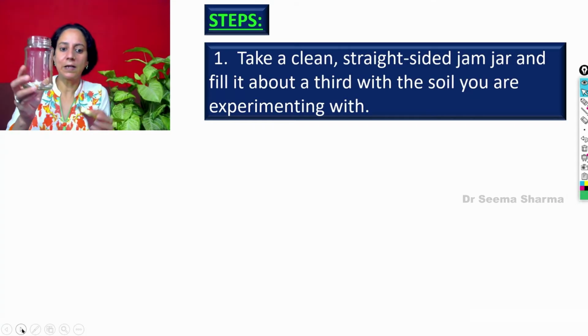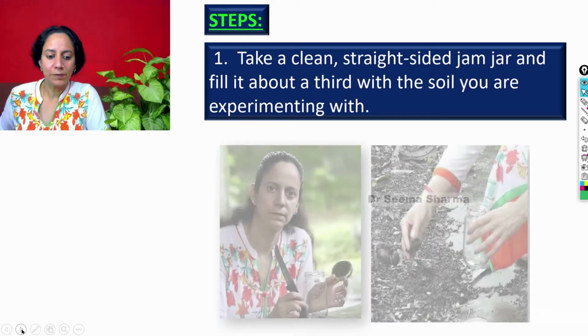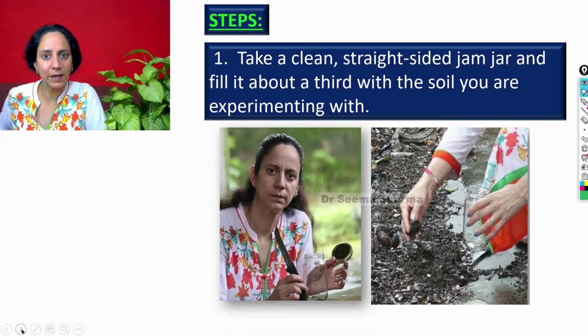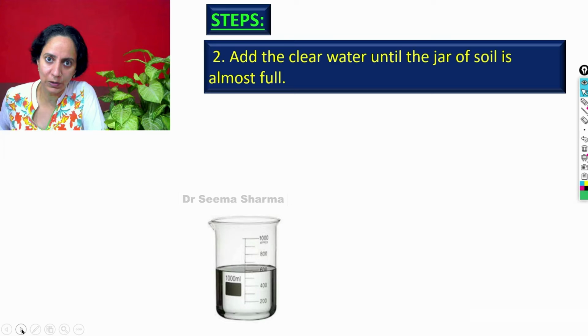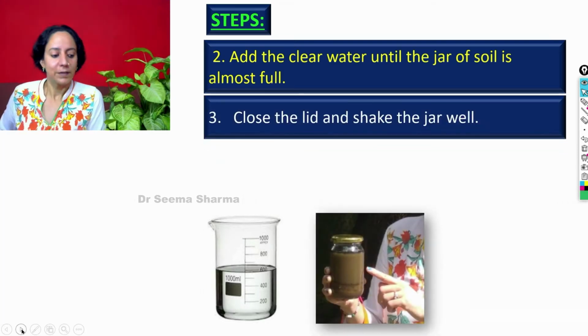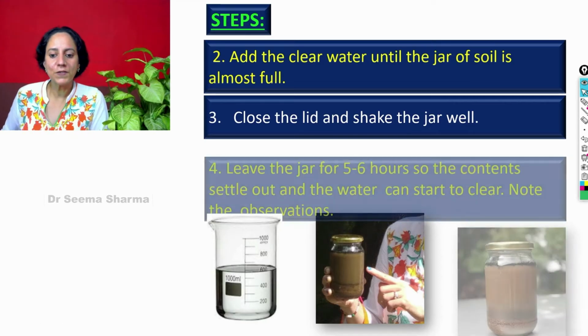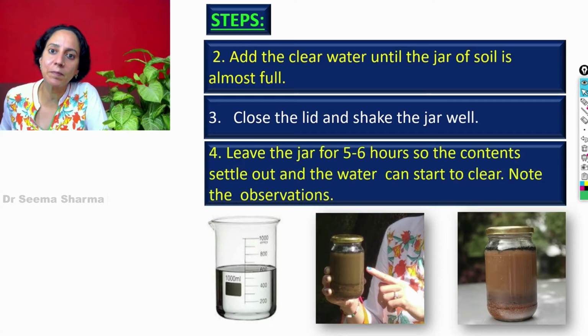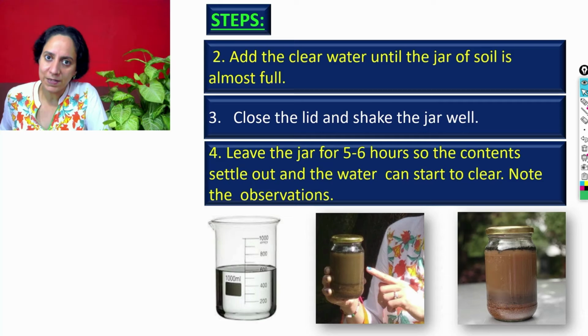In this experiment, I have taken this glass jar and this lid and I filled it 1/3 with a soil sample from my garden. Then we have to add clear water until the jar is almost full. Then we have to close the lid and shake the jar well. Fourth step is leave the jar for 5 to 6 hours so that the contents settle down and the water can start to clear. So after 6 hours, you have to note the observation.